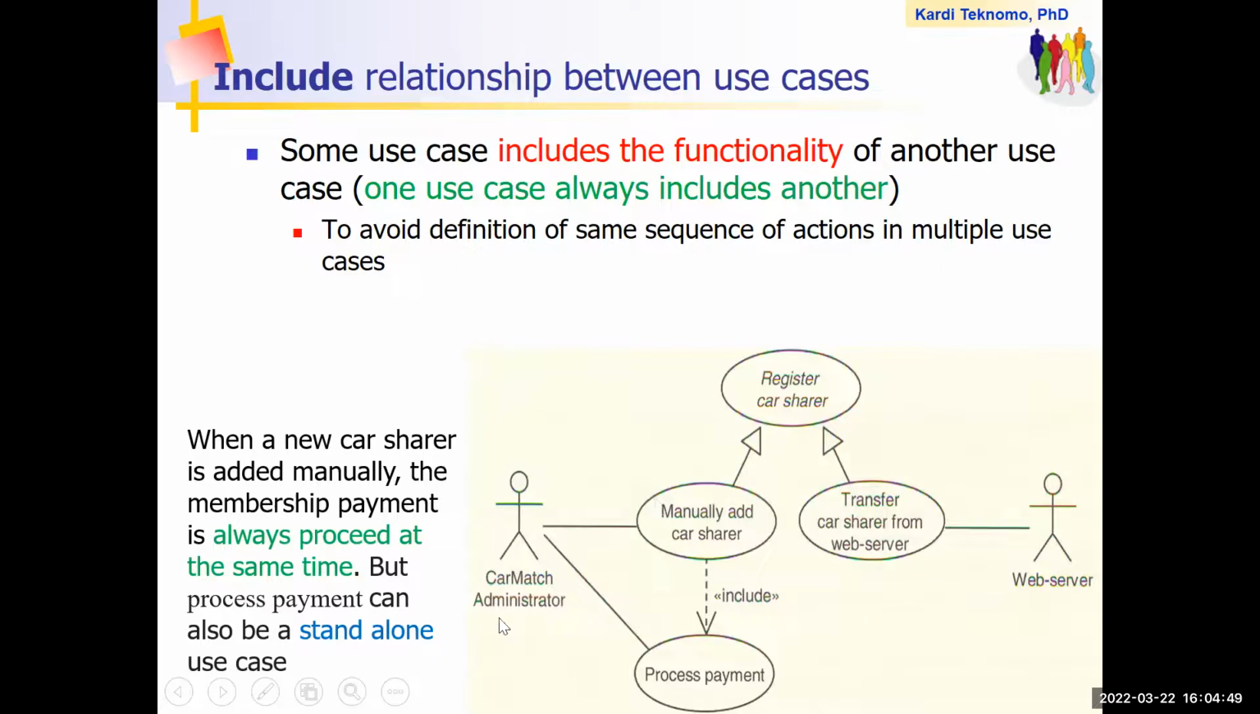So here is an example. When a new car sharer is added manually, I will put it here, right? The membership payment is always processed at the same time. So this is include, that means it will process payment at the same time as the manually added car sharer. But process payment is a standalone use case. Can you see that or not?